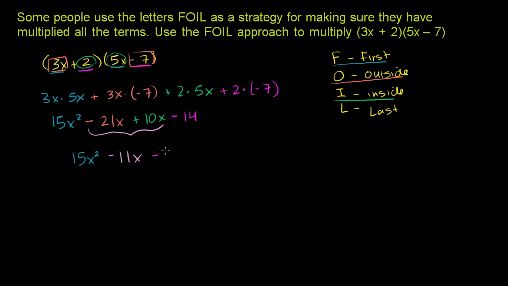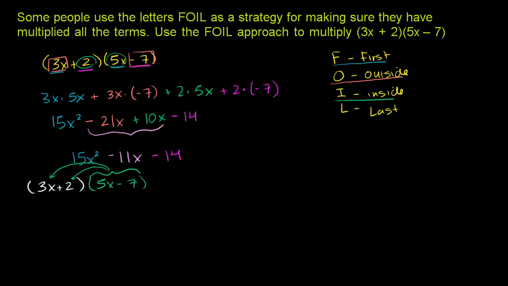So we just used FOIL. What I want to do is show you this is the same thing as applying the distributive property twice. So if we have, I'll rewrite the problem, 3x plus 2 times 5x minus 7. What we could do is distribute the 5x minus 7. And when I say that, I mean this whole 5x minus 7. We can multiply it times the 3x and by the 2. We're just distributing it over the 3x plus 2.